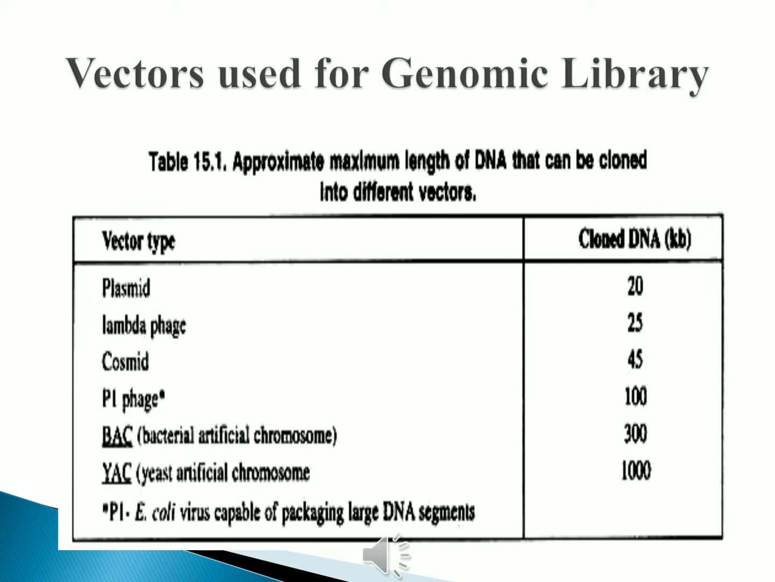For P1 phage, it's 100 kilobase pair. For bacterial artificial chromosome, it's 300 kilobase pair. And for yeast artificial chromosome, it's 1000 kilobase pair. So depending upon the size of the genome, the vector of prokaryotic or eukaryotic origin can be selected.